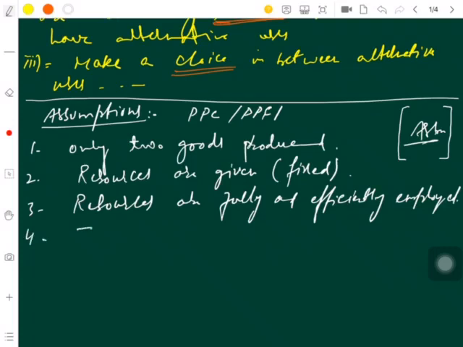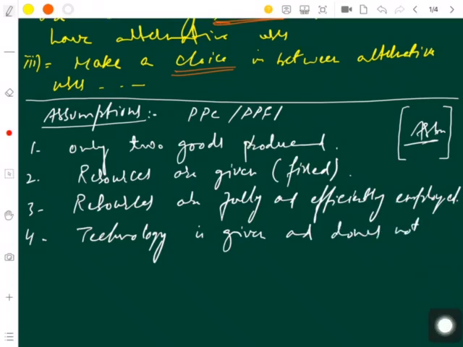Fourth will be regarding technology. It is given, not only given, it won't change and does not change. Fine. Number fifth, and it does not change only, we can say it remains, you must bear it in mind please, it remains constant, technically, if we say it.